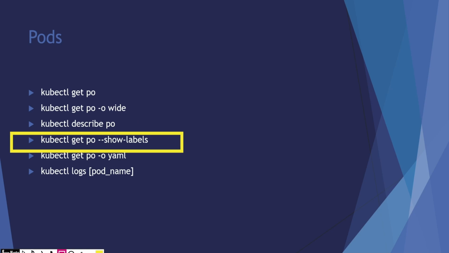And then you have another one, show. Guys, if you remember, when we learned about pods, I taught you how you can give labels. If you want to get those labels, then you will use this command: kubectl get po --show-labels.